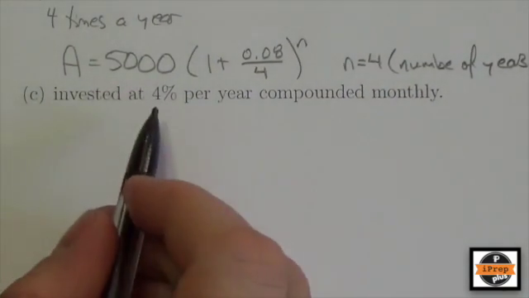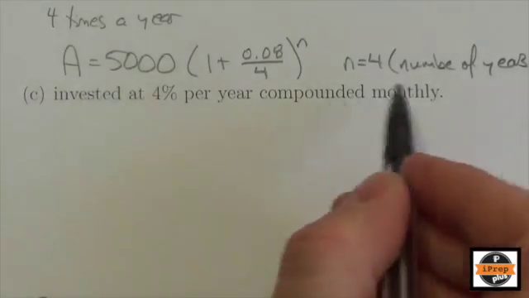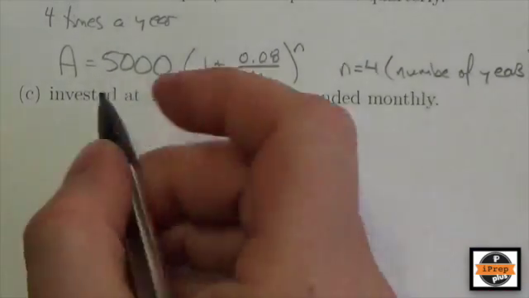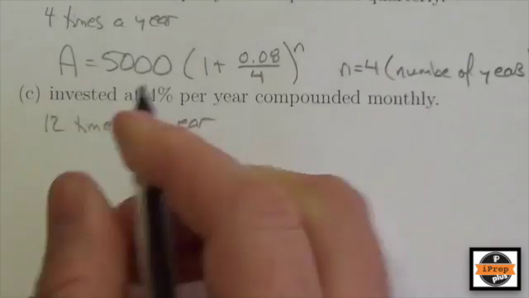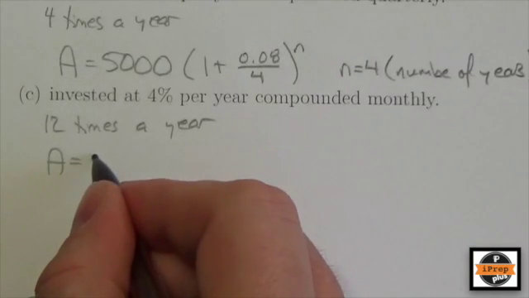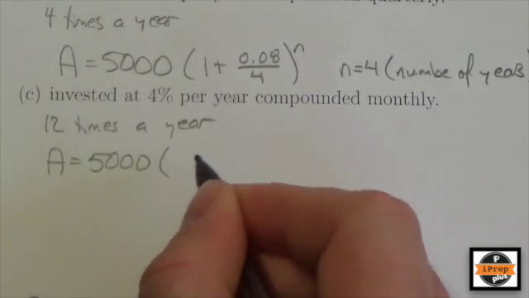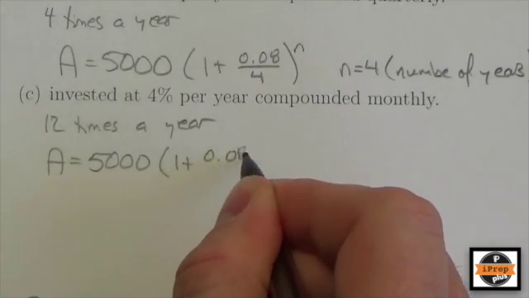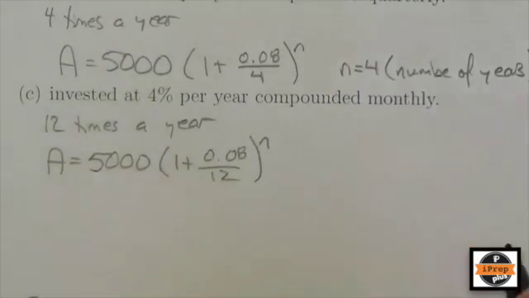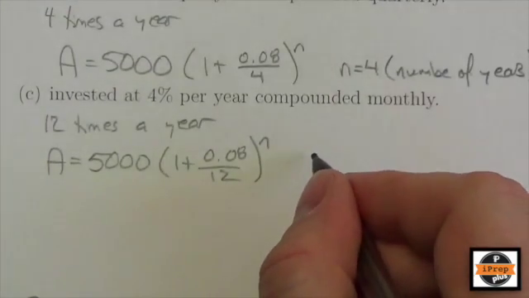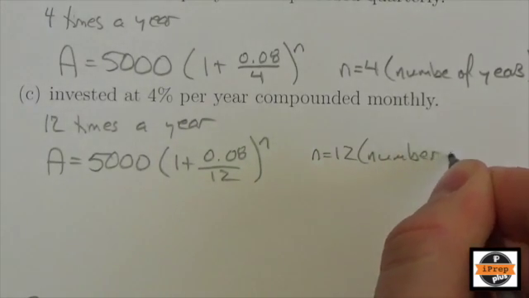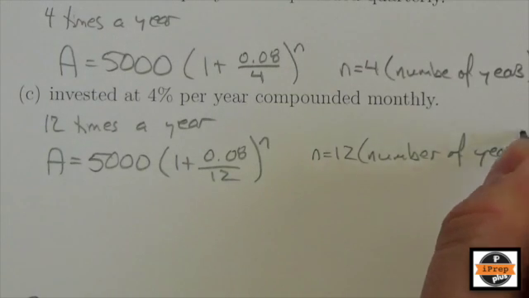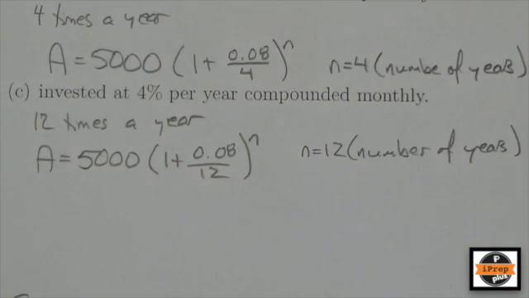And then this last one here, invested at 4% per year compounded monthly, with 12 months in a year. So that means this is going to be 12 times a year. So our accumulated money here is going to be 5,000, the initial investment, times 1 plus 0.08 divided by 12, all to the N. But in this case, N has got to be 12 times the number of years. And that's what we're looking for here.